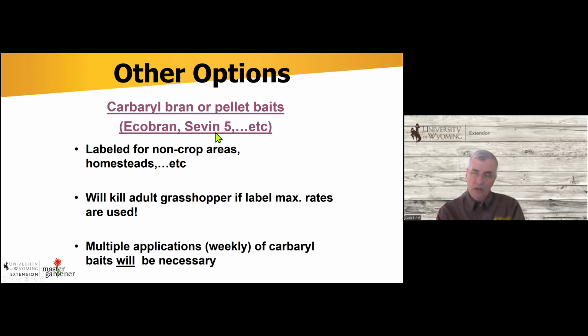You can also utilize baits. Bran that has been treated with carbaryl or pelleted baits are available. They are also labeled for these non-crop areas and homesteads. They will kill adult grasshoppers if the label maximum rates are used, but they're better aimed at the nymphs. Multiple applications of the baits will be necessary because, like I said, they don't last all that long. So you need to treat through the entire hatching period in order to get good control.